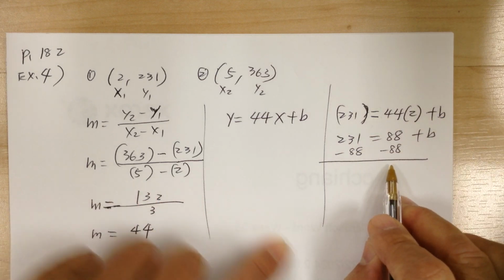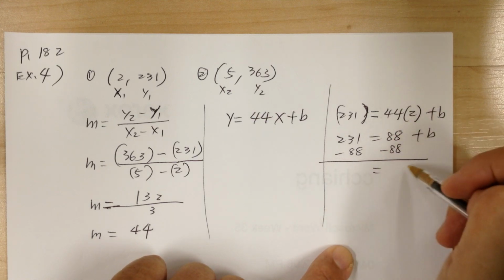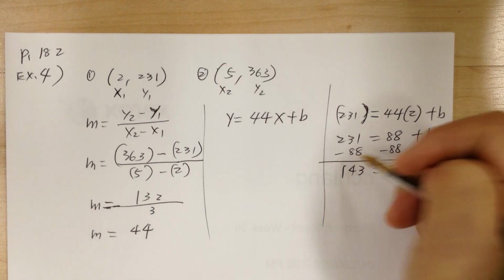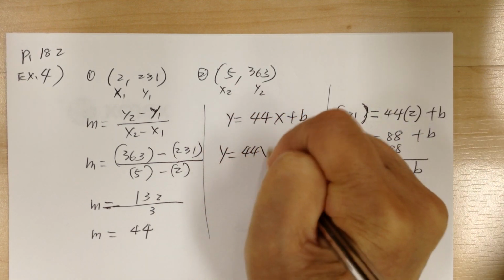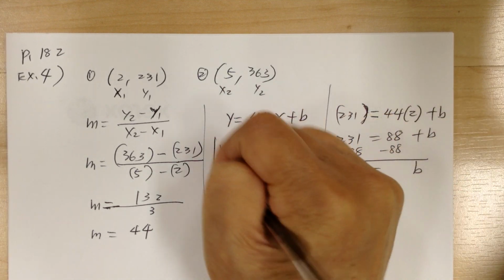It's very important you show your steps. Write down what you're going to do and then do it. So this cancels out, and 143 equals b. You put it over here: y equals 44x plus 143. So that's your equation.